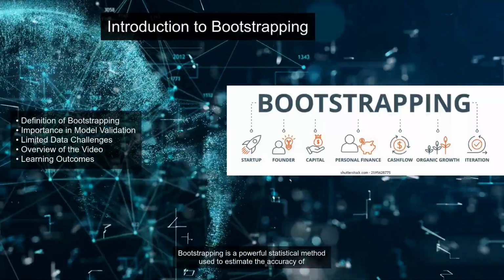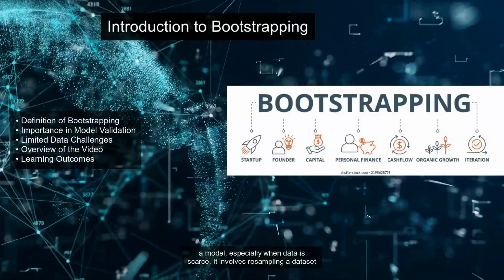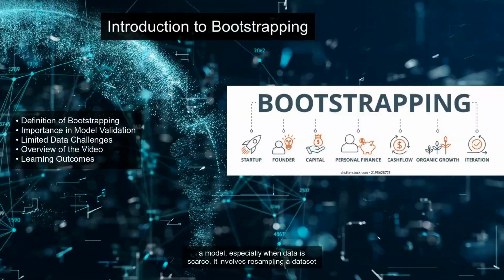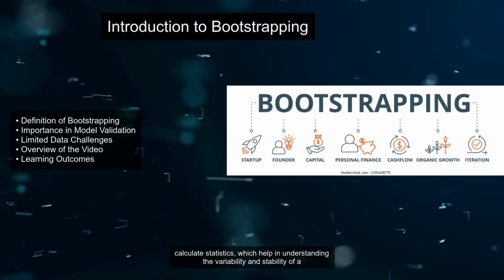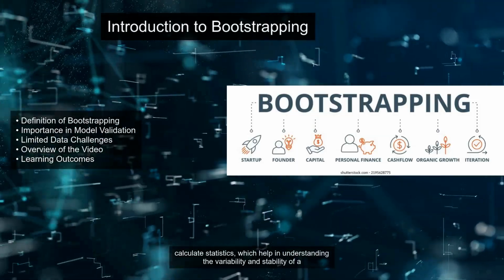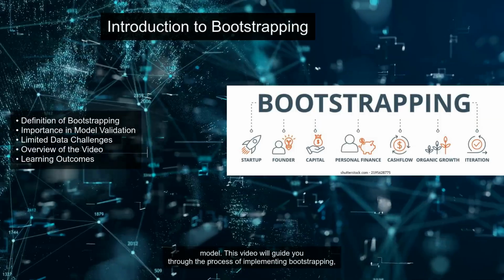Bootstrapping is a powerful statistical method used to estimate the accuracy of a model, especially when data is scarce. It involves resampling a dataset with replacement to create multiple simulated samples. These samples are used to calculate statistics, which help in understanding the variability and stability of a model.